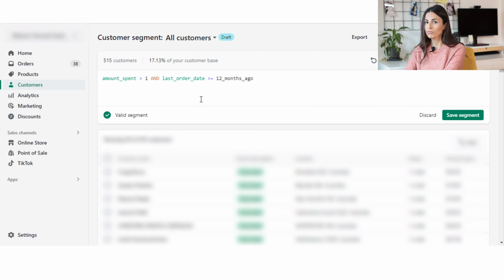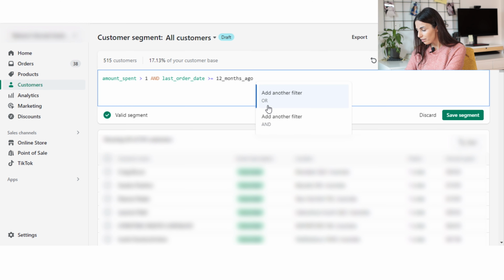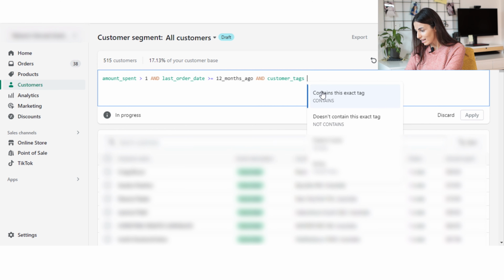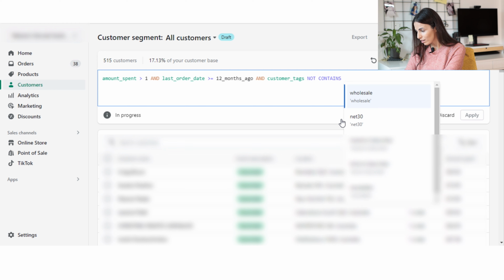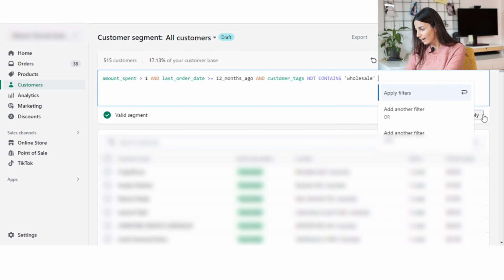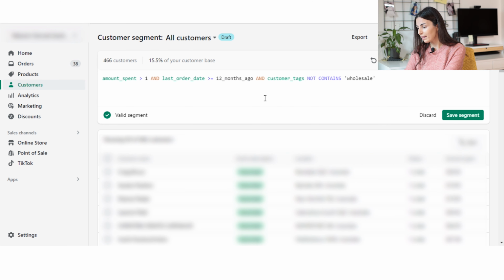If I want to also filter out the wholesalers, what I can add in here is another filter, and it's and customer tags doesn't contain wholesale. Okay, and I click on apply, and this is how I get the number of customers who ordered in the last year and weren't wholesalers. Okay, so I can get in this same way the number of total customers, the number of wholesale customers, and the number of non-wholesale customers.